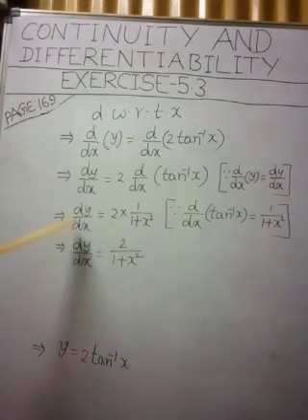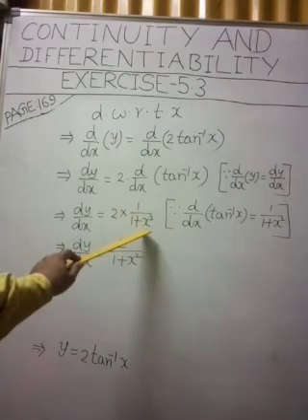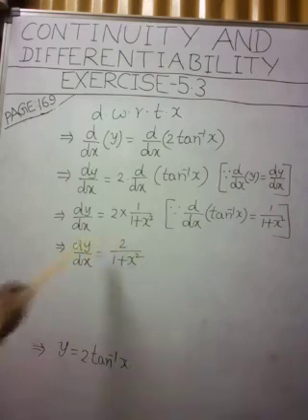Right. This implies dy by dx is equal to 2 into 1 by 1 plus x square. What do you get here? 2 by 1 plus x square. So this is the value of dy by dx.